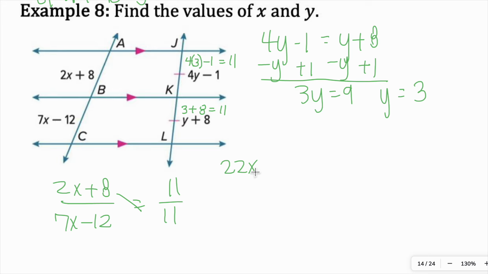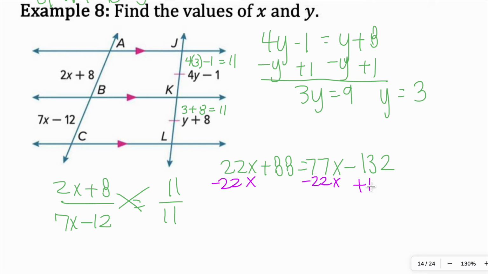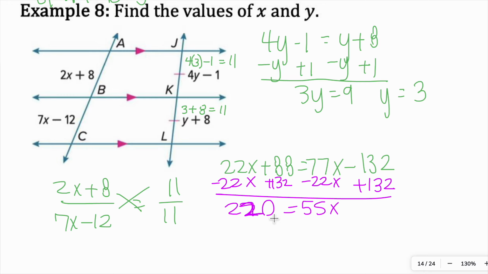So 22x plus 88 is equal to 77x minus 132. And then I can subtract my x's to be on the same side, add my number to be on the same side. I'm going to get 55x is equal to 220. That's too big. Dividing both sides by 55, x should be equal to 4.